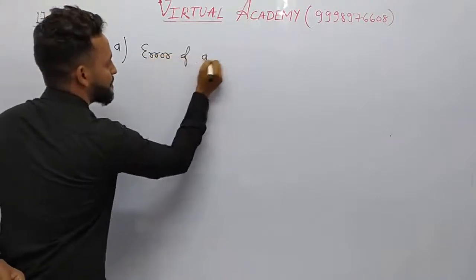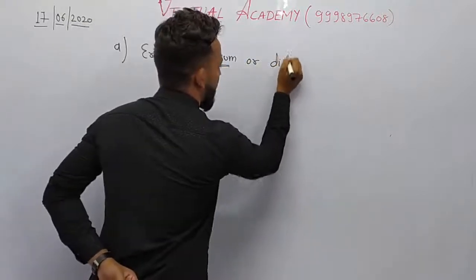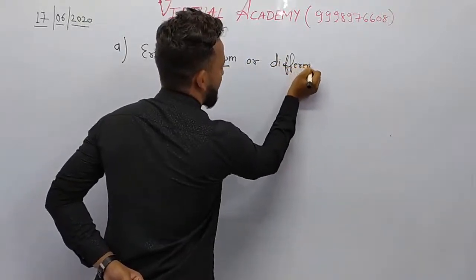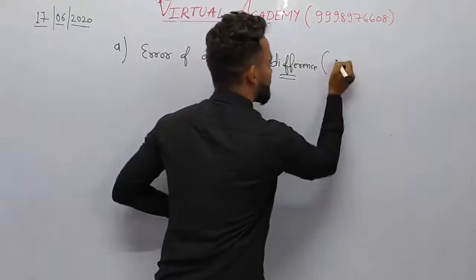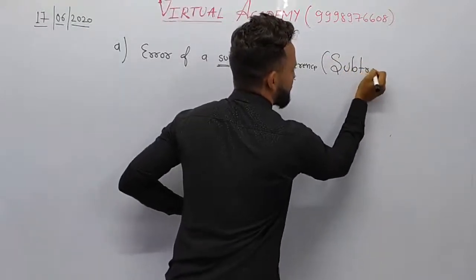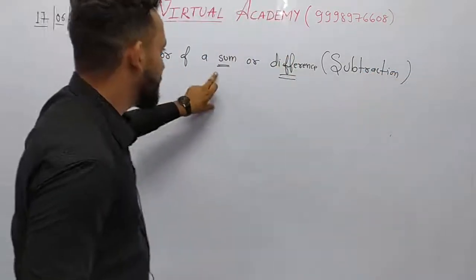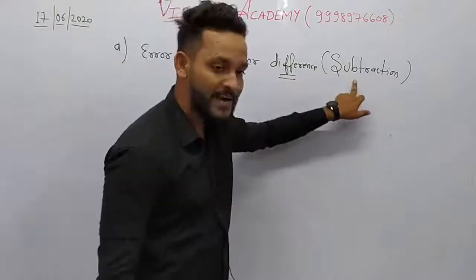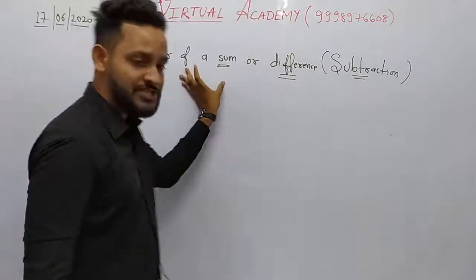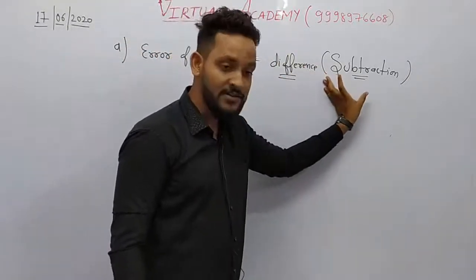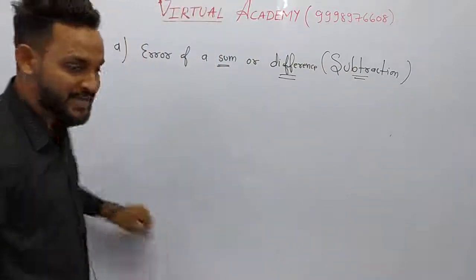Now after that, first is the error of a sum or difference. Difference is what? It's a subtraction. Clear? So we have to study how to combine the error in terms of addition and in terms of subtraction or difference. So basically before starting that, we have two quantities, two physical quantities.